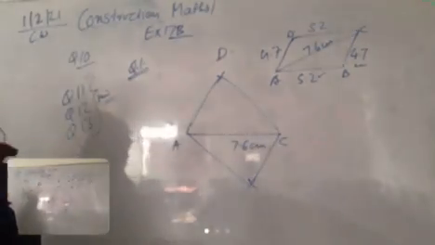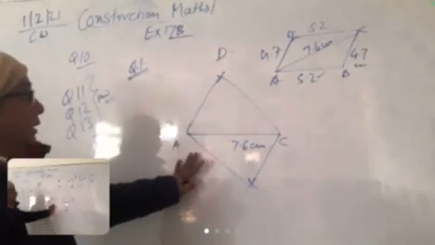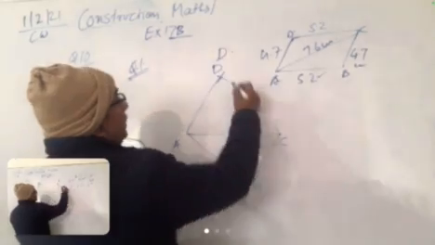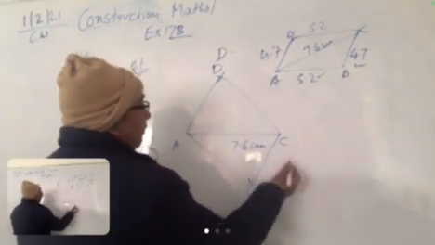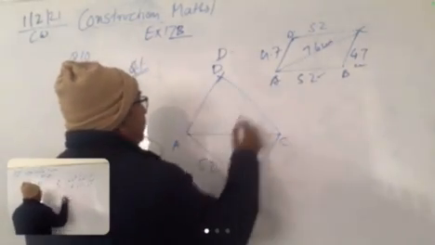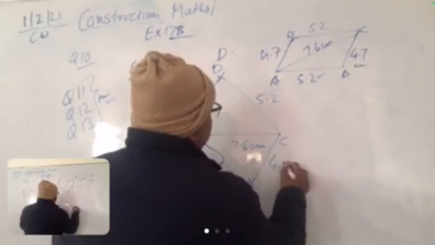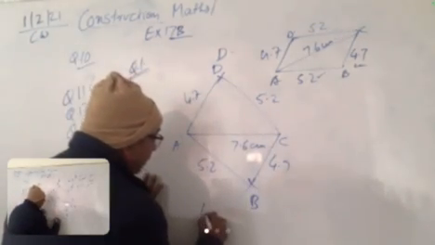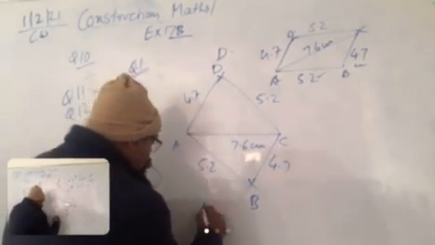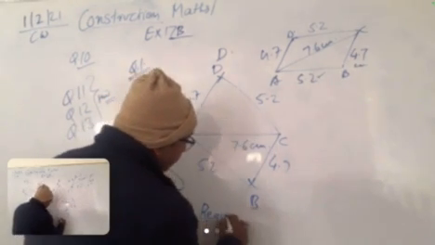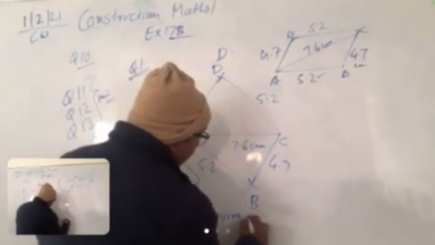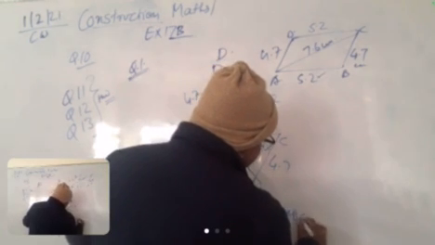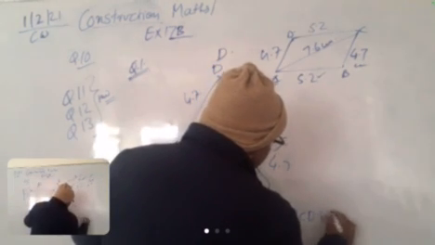So ये एक parallelogram है. Now it's okay, and you mark this is D, this is B, and whatever the sides, this is 5.2, this is 5.2, this is 4.7 and this is 4.7. Now the required parallelogram ABCD is constructed.